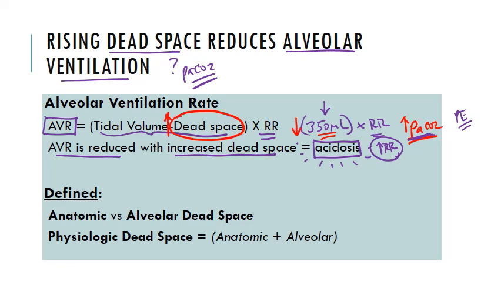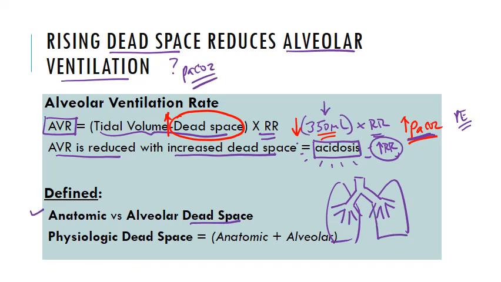And let's make a couple of definitions here when I'm talking about dead space. We've got anatomic dead space, which is the amount of air in the conducting zone. So this would be in the nose, the larynx, the trachea, etc. So again, everything in this green color here. None of this is involved in gas exchange.